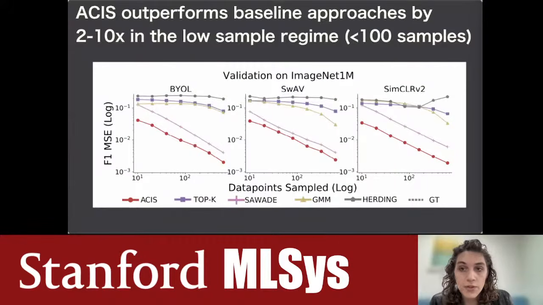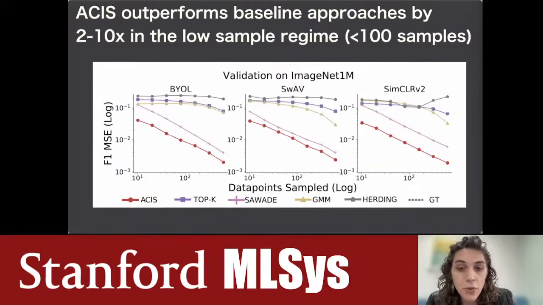So how does this work? Well, our method, which is called ACIS, is able to predict the F1 score of a trained model far more accurately than most baseline approaches, particularly in the low sample regime, which is the regime that is most important because you're trying to reduce the amount of samples you need.